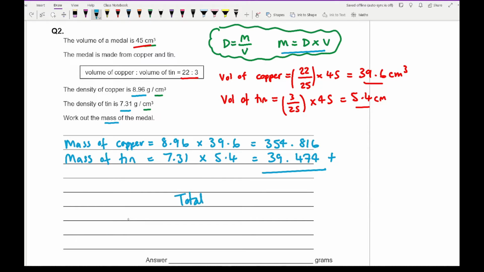Then all I've got to do is simply add those two answers together for the total mass. So the total mass is going to equal 394.29, and that's going to be in grams.